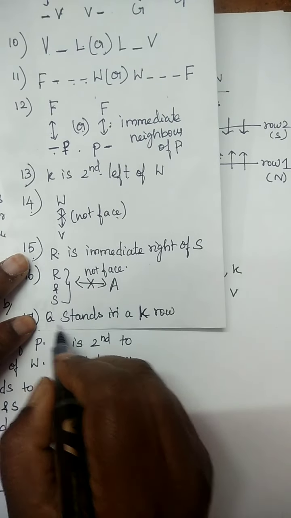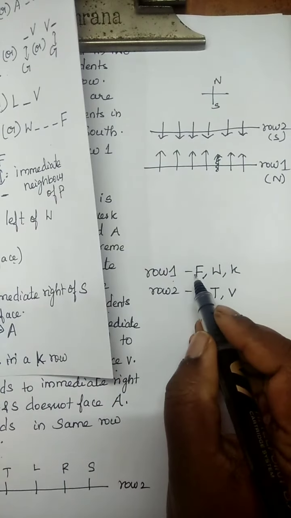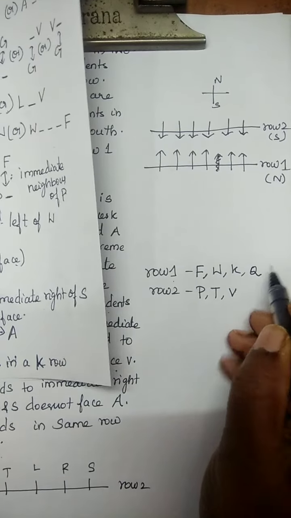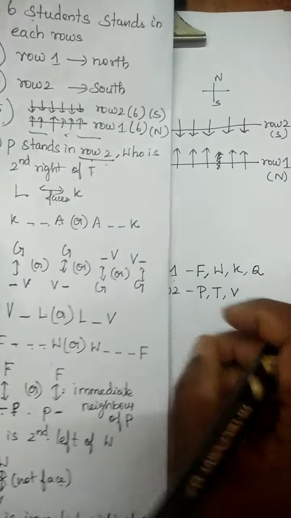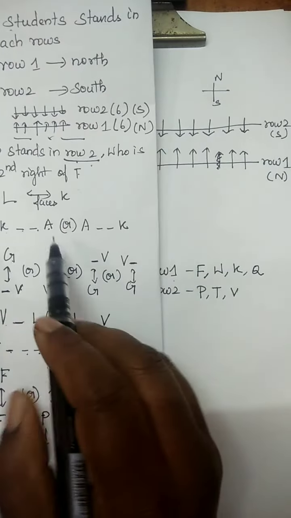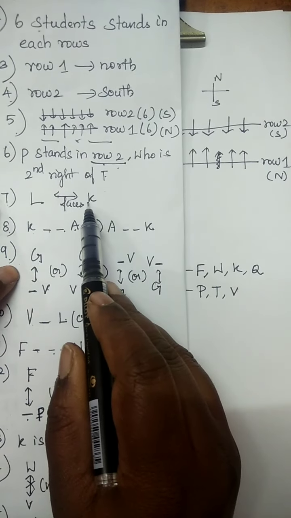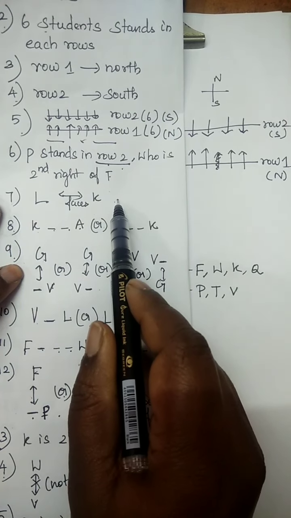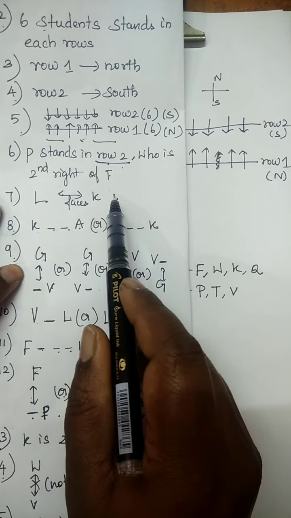Then Q stands in a K row. So Q stands in a K row. Therefore Q is at row 1. Now come again to the next point where we left. So see here, 7th point. L faces K. We missed that point now. First we check out this. We don't get any clue about this.